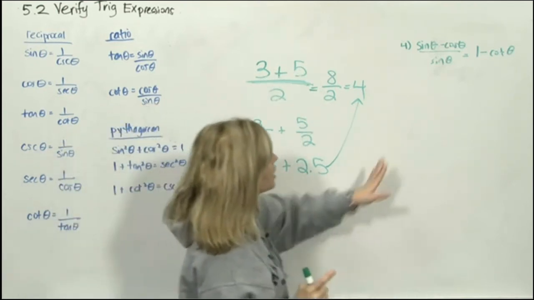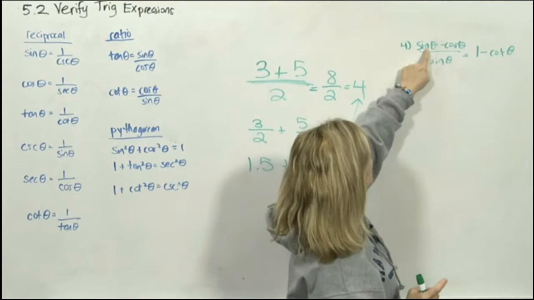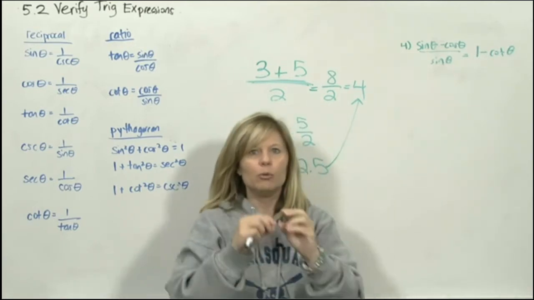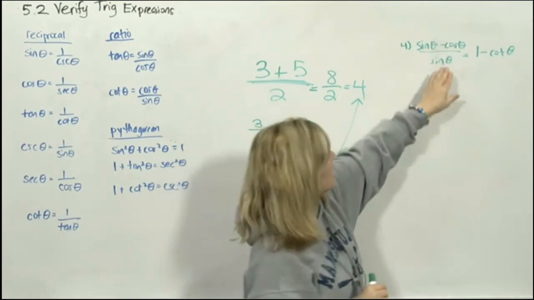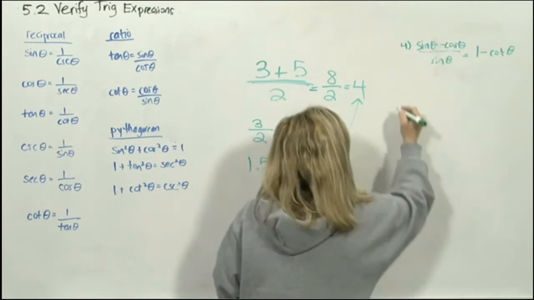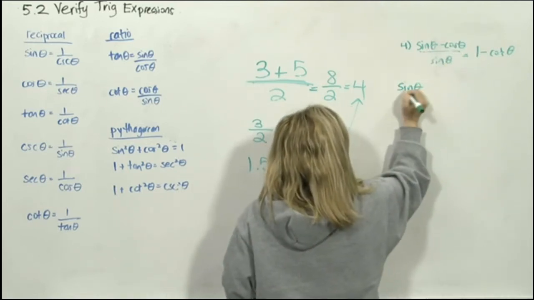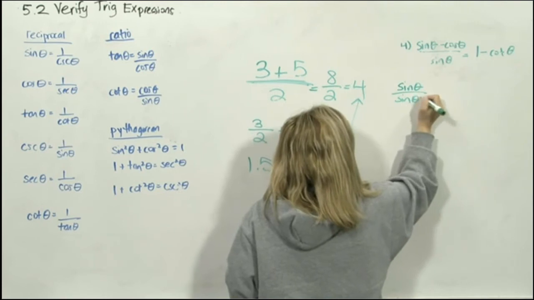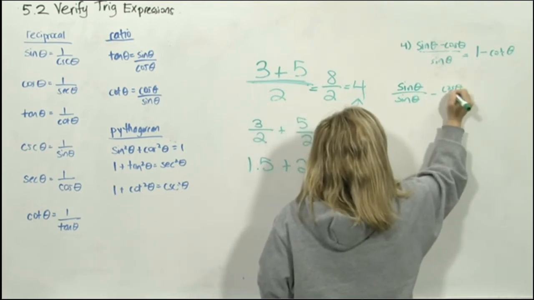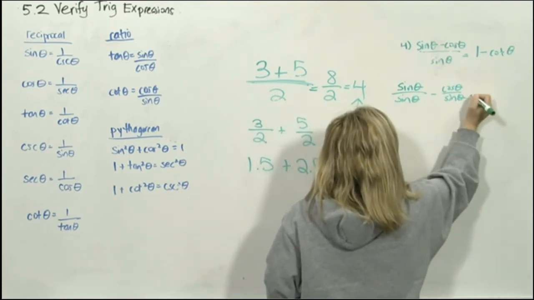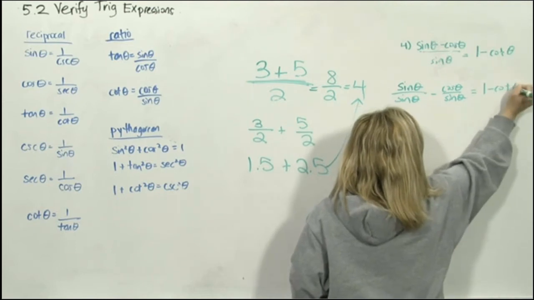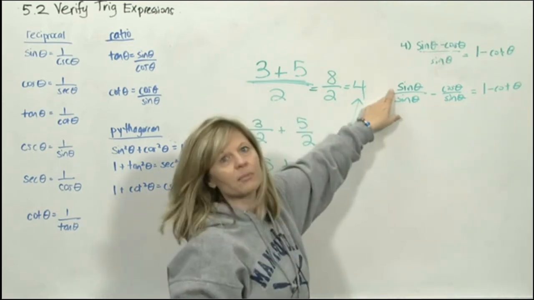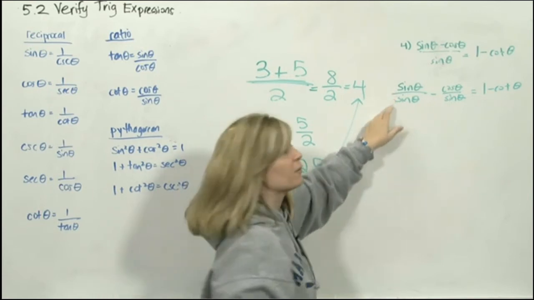So the biggest mistake you guys make is you just divide the sine theta by sine theta. You need to break this and show you're dividing sine theta into both terms. So that's what we need to do. We need to rewrite this as sine theta over sine theta minus cosine theta over sine theta. And we'll leave the right side. Well, what do we know about something divided by itself? A term divided by itself is 1.